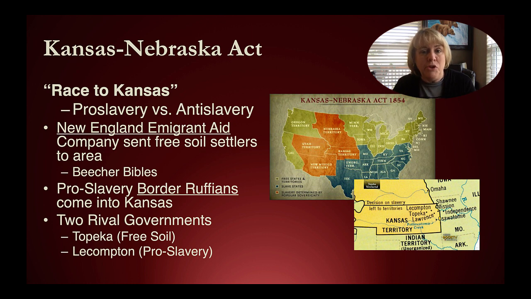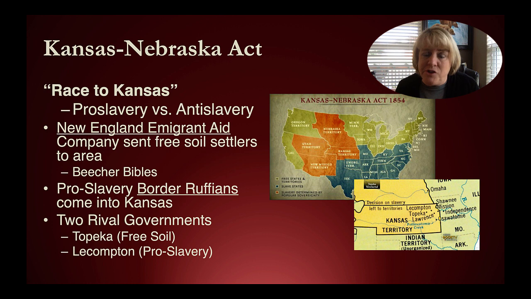At the same time, you're going to see a lot of pro-slavery advocates starting to move into the Kansas Territory from Missouri. We call these folks border ruffians. And what's going to happen with these pro-slavery and anti-slavery groups moving into the Kansas Territory, they're going to create their own government. You're going to have the Topeka government, which was a free soil government, and the Lecompton government, which was a pro-slavery government. And what they're trying to do is create a constitution that they can present to Congress to get statehood. And it's almost like a race to see who can get their constitution to Congress first.